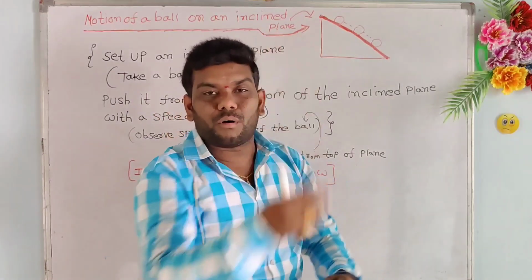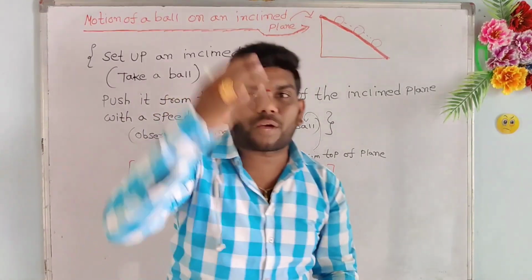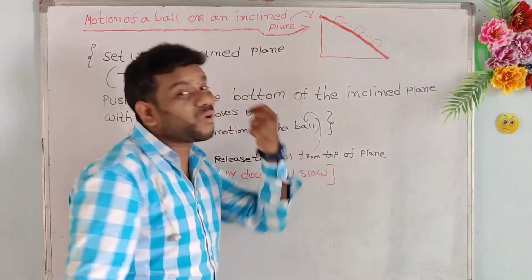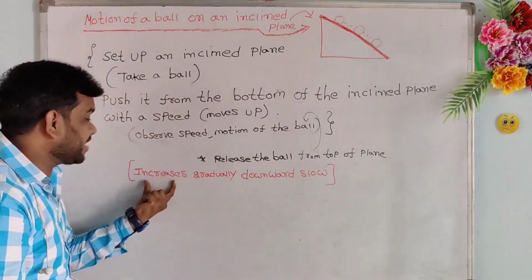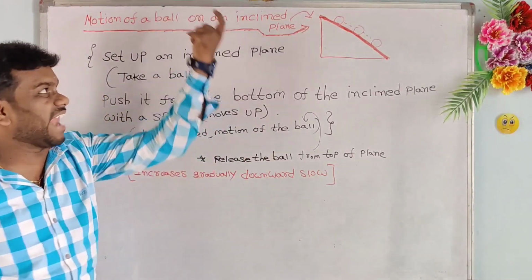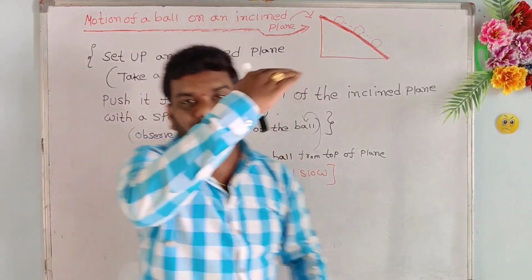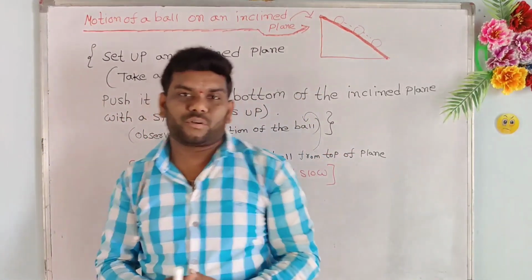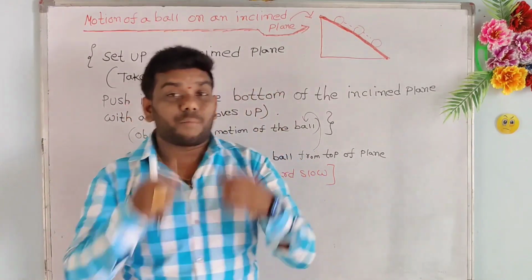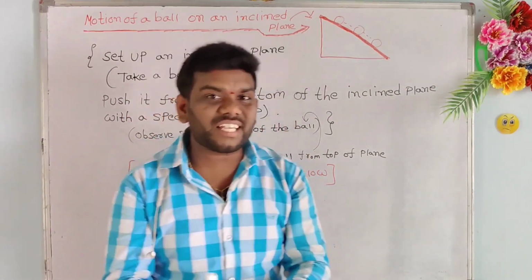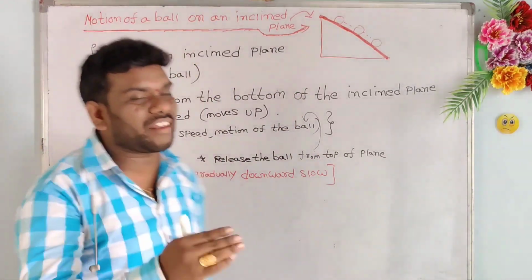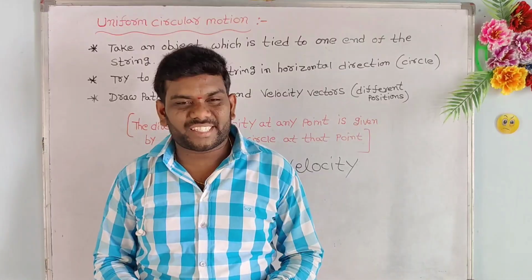Bottom to up, the ball moves up. As the ball moves up, its speed gradually decreases, and downward it increases gradually. As it comes down, it gets slower going up. So in this case speed will change but direction is constant. This is the familiar example of observing the motion of a ball on an inclined plane.